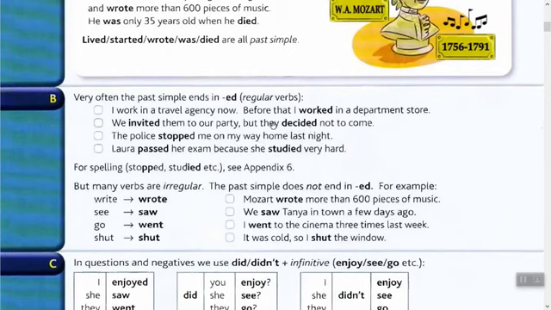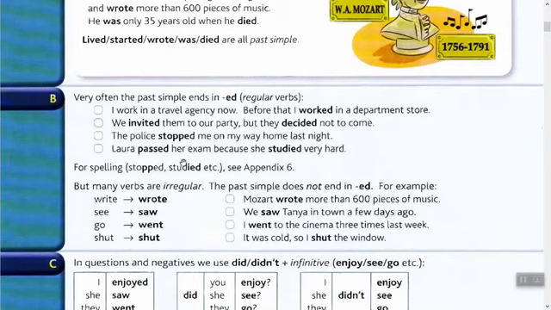So this is the structure of past simple tense. Subject plus verb with ed, if it is a regular verb. If it is irregular, no. The police stopped me. Laura passed her exam. She studied very hard.